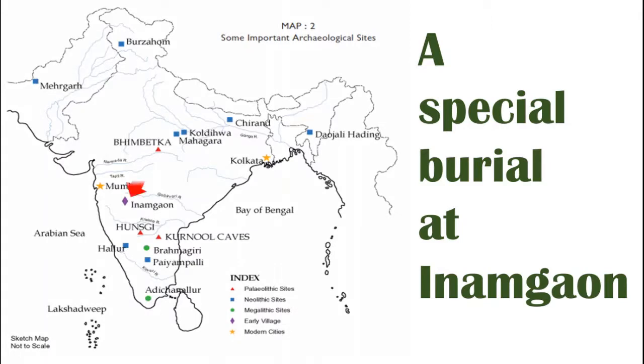Next is a special burial at Inamgaon. So first I'll show you Inamgaon. You can see I have marked it with a red arrow. This is Inamgaon, in the middle of the map. So this is a place where a special kind of burial was arranged. It is a site on the river Ghod, and the river Ghod is a tributary of the river Bhima.